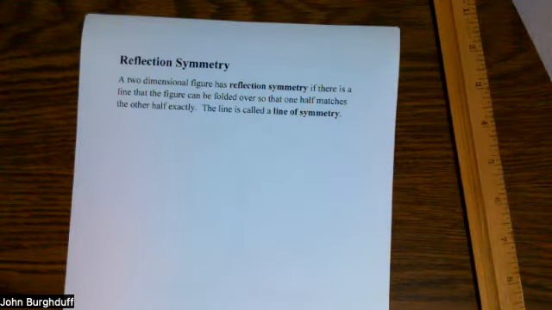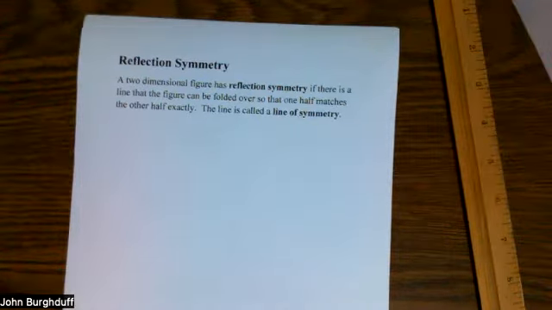In this video, we're going to explore the geometric concept of reflection symmetry. And I have the definition here for you to look at. A two-dimensional figure has reflection symmetry if there is a line that the figure can be folded over so that one half matches the other half exactly. The line is called a line of symmetry.